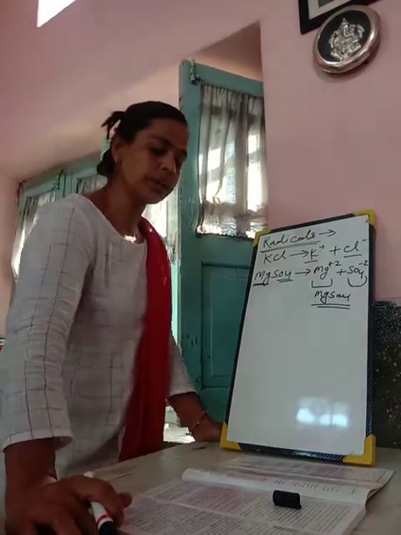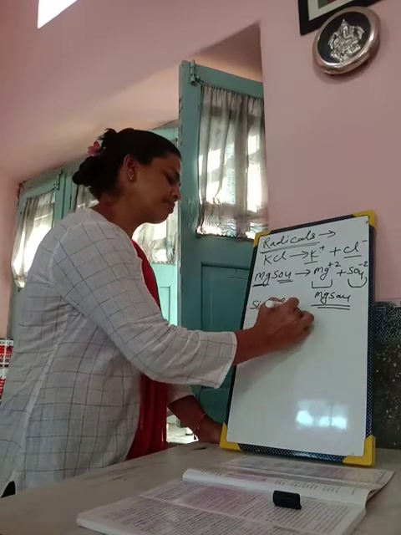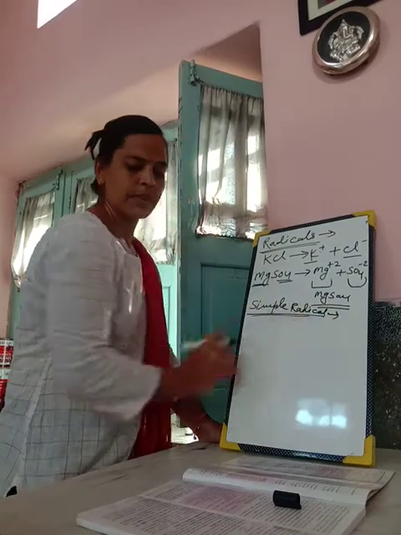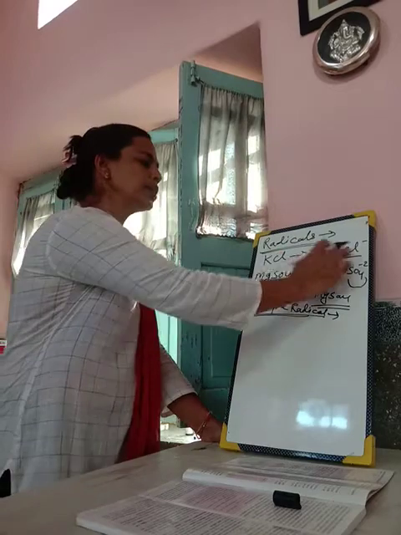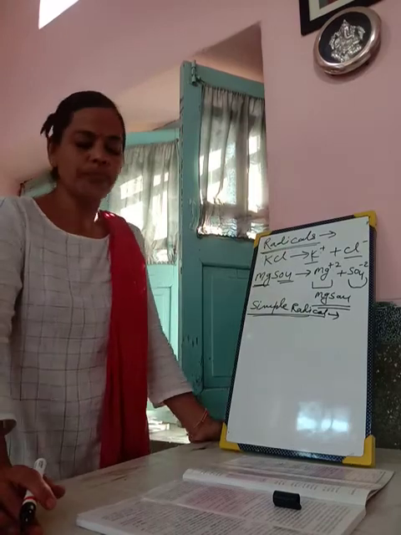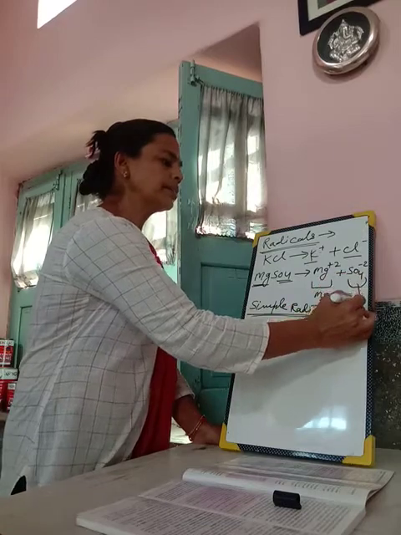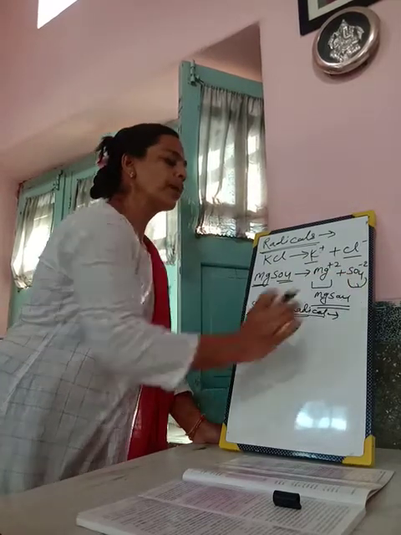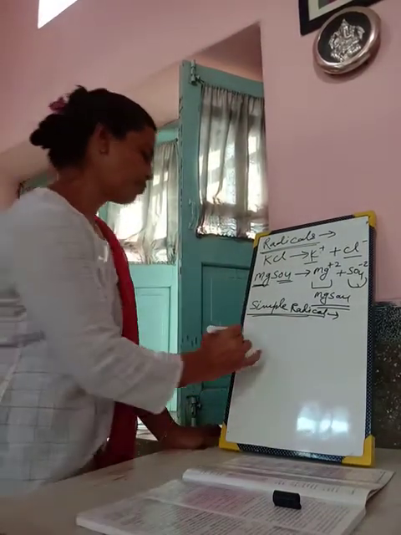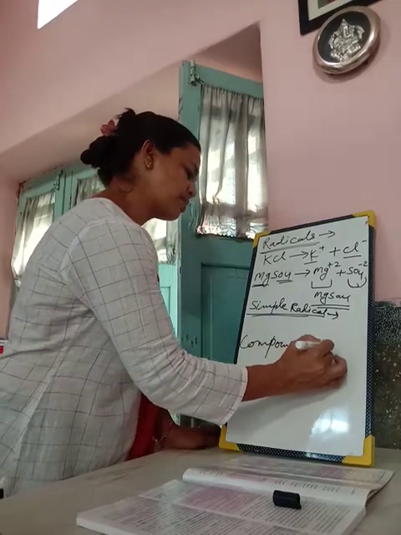Now there are 2 types of radical: simple radical and compound radical. These are simple radicals because they have only one kind of atom with a positive or negative charge. But in case of sulfate, it has 2 different kinds of atoms. So this type of radical is known as a compound radical.